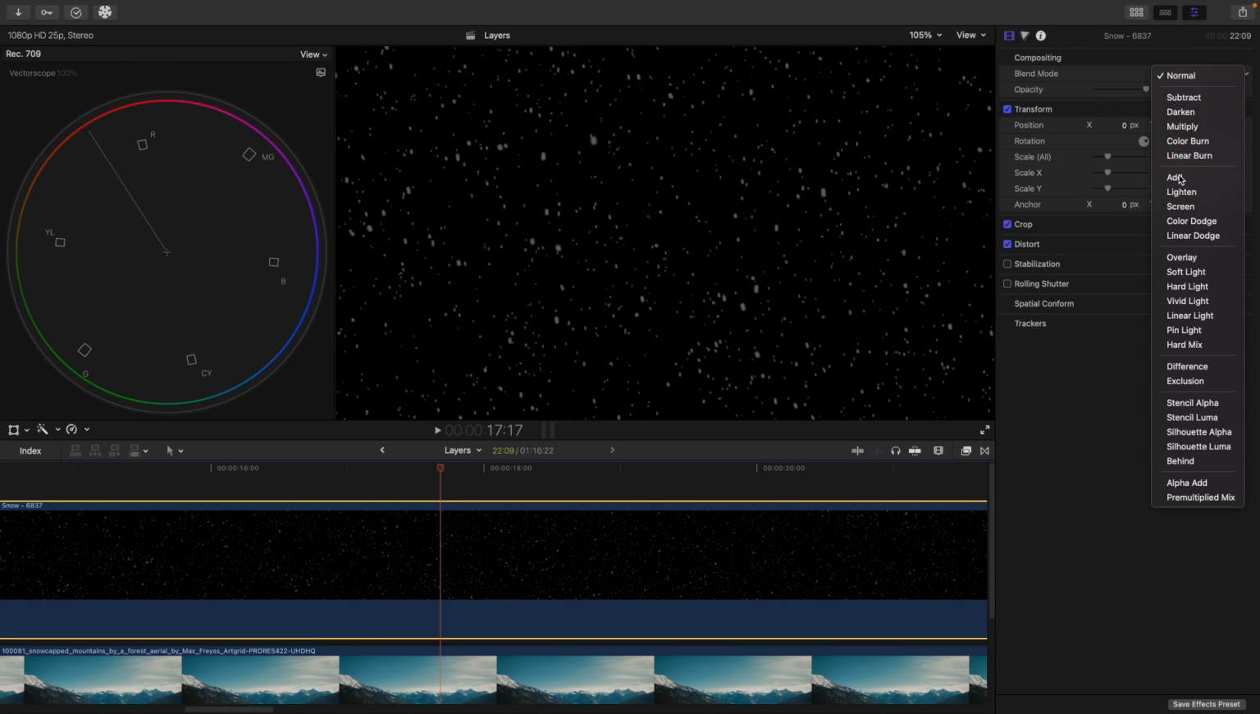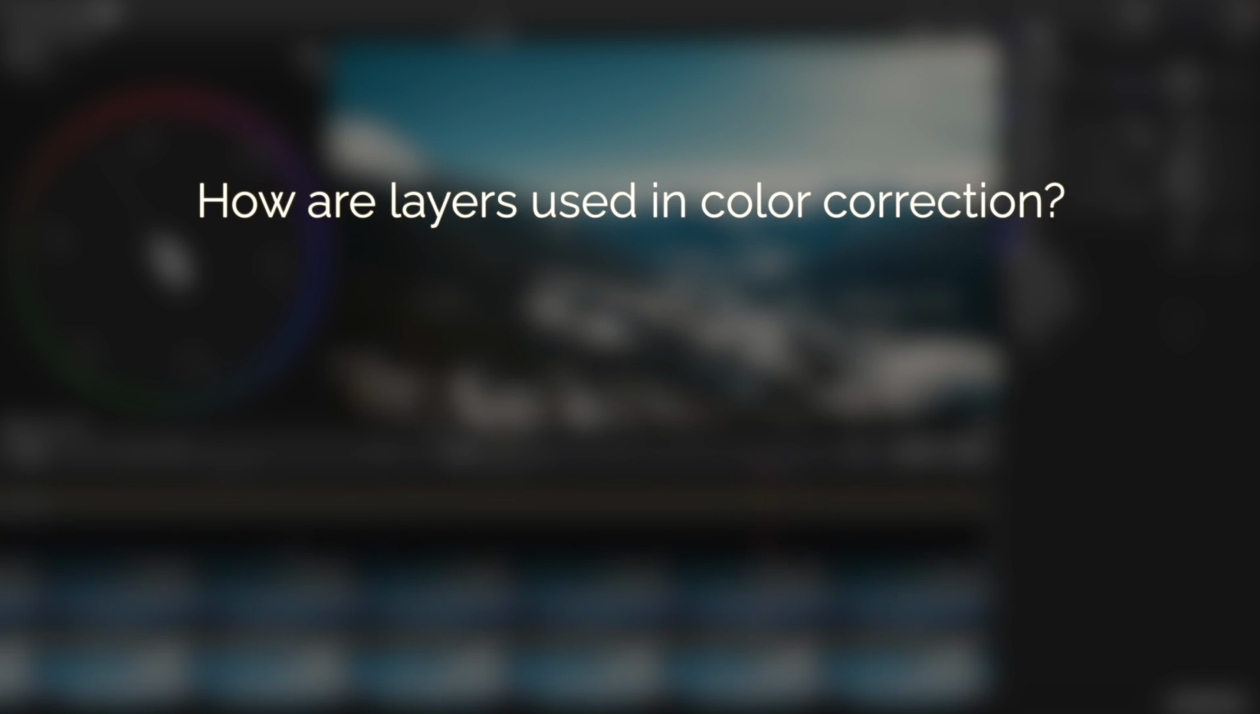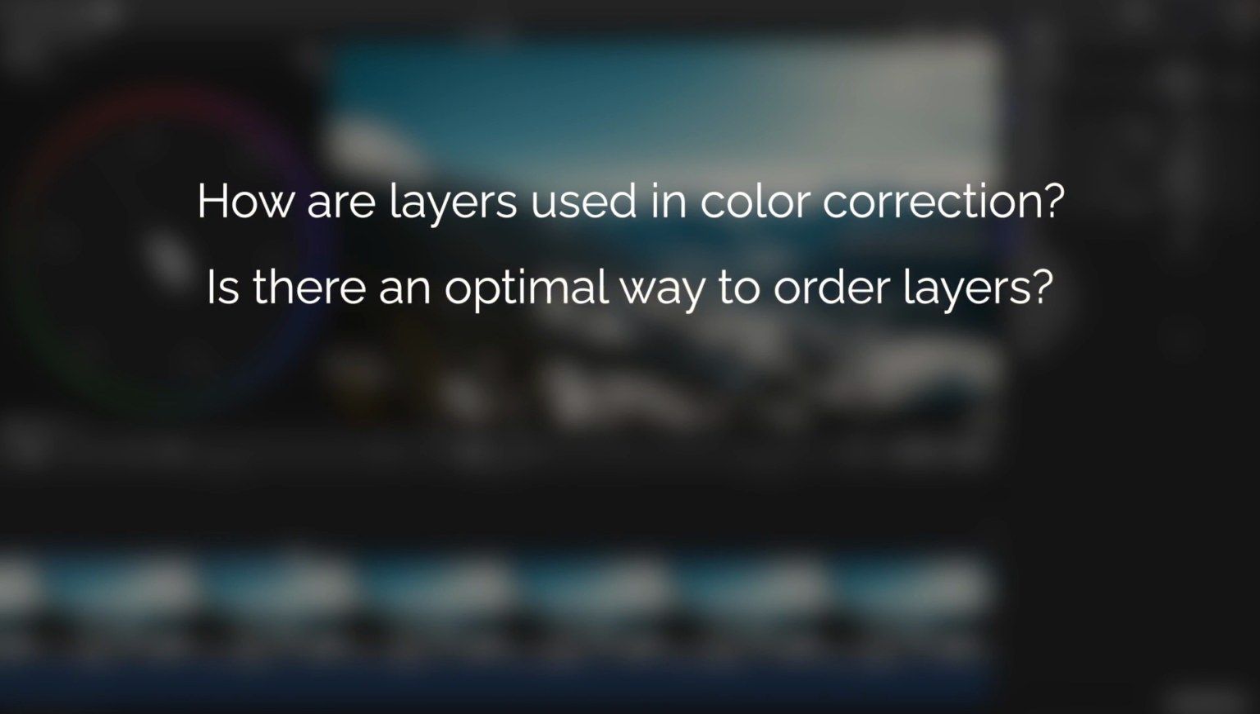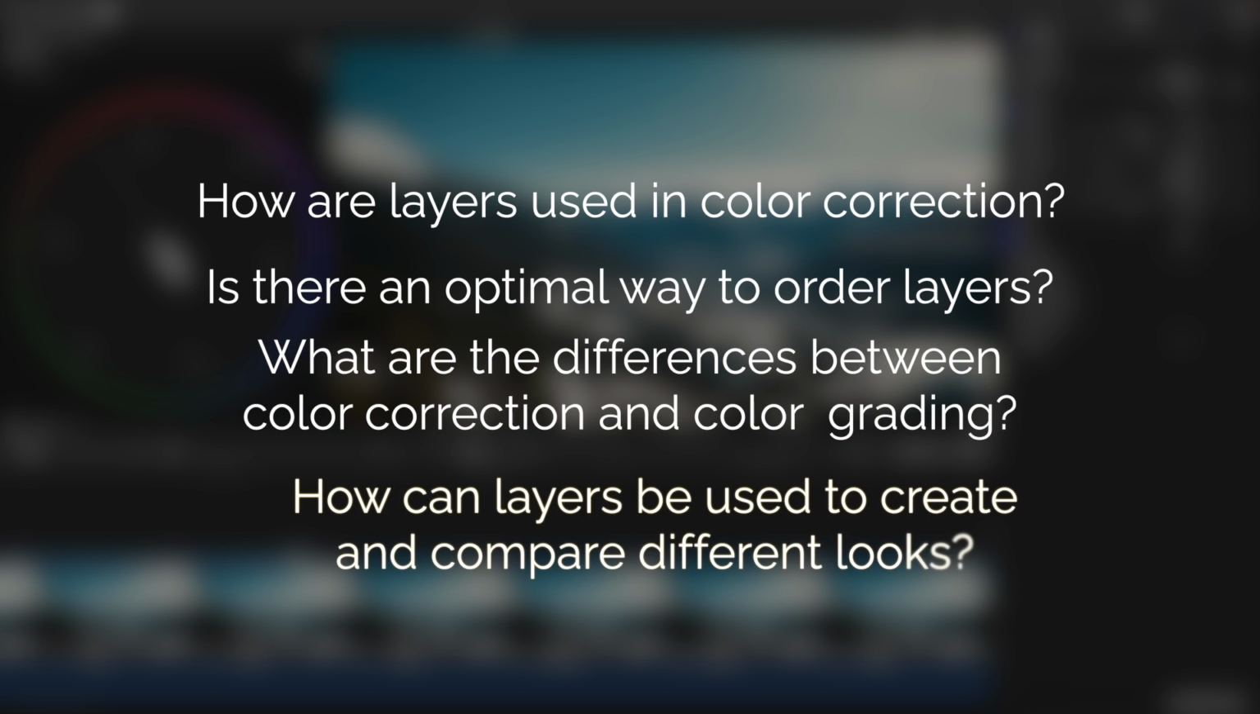Layers are used in many programs. We're even used to working with a version of them in the Final Cut Pro timeline. But how are layers used in color correction? Is there an optimal way to order layers? What are the differences between color correction and color grading? And how can layers be used to create and compare different looks? In this episode, we'll explore these topics and more.